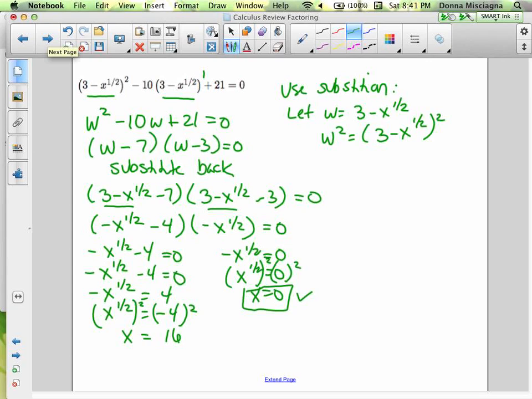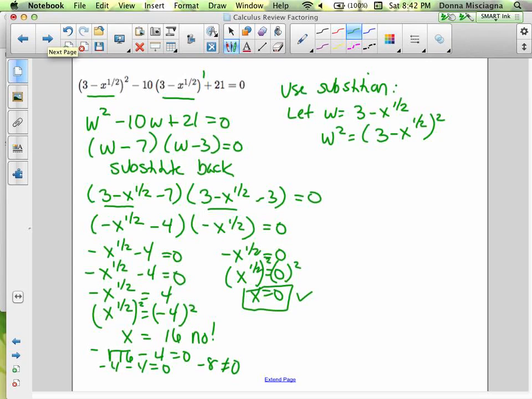If we square both sides, we've got x equals 16. And if we plug that back in, I have negative square root of 16 minus 4 equals 0. Well, that would be negative 4 minus 4 equals 0, and negative 8 does not equal 0. So this is not a solution. So 0 was the only solution here.